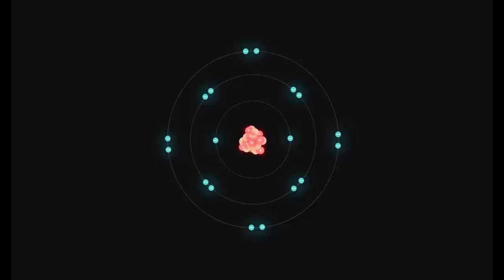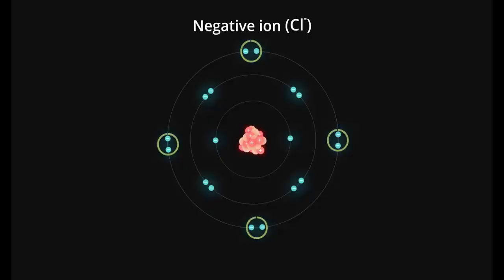The chlorine atom is neutral to start with. It has the same amount of positive protons and negative electrons. When it gets that extra electron, it becomes a negative ion with a charge of -1. We write it as Cl-. As an ion, it's not reactive at all. Now that it has 8 electrons in its outer shell, it doesn't need to steal any more electrons.